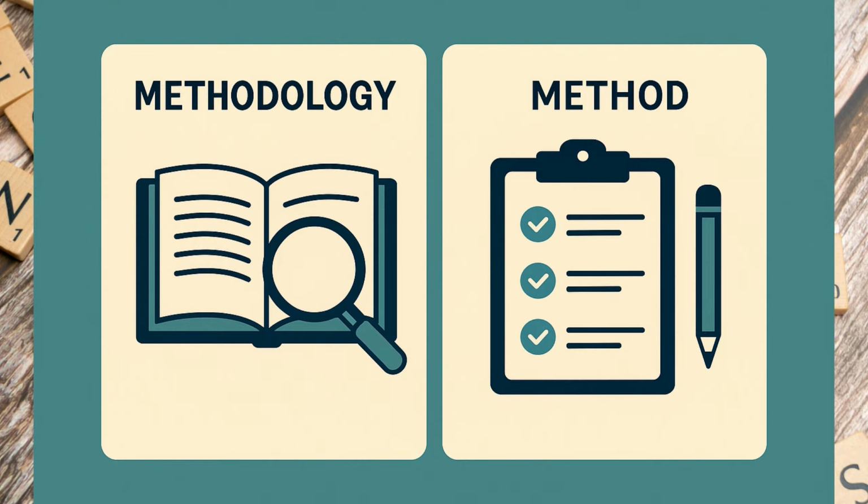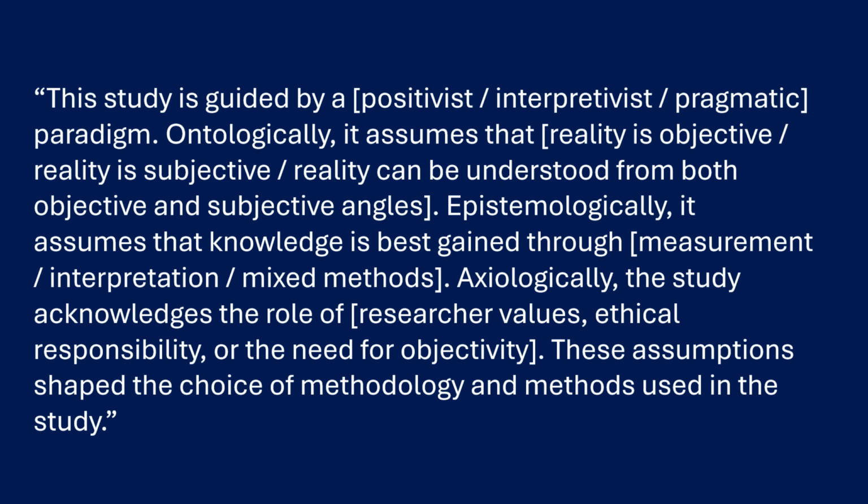And sometimes you might state a line in your methodology to say this is it, depending on your school's thesis guideline or how you are supposed to write it. So you can write something like, this study is guided by, let's say, a positivist or interpretivist or pragmatic paradigm. Then ontologically, it assumes that reality is objective or maybe reality is subjective. Then you can say epistemologically, it assumes that knowledge is best gained through either measurement or interpretation or mixed methods. Then you can also say axiologically, the study acknowledges the role of researcher values and ethical responsibility. These assumptions shaped the choice of methodology and methods used in this study.